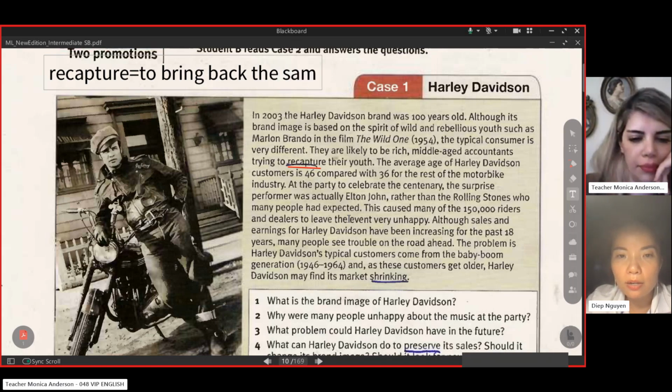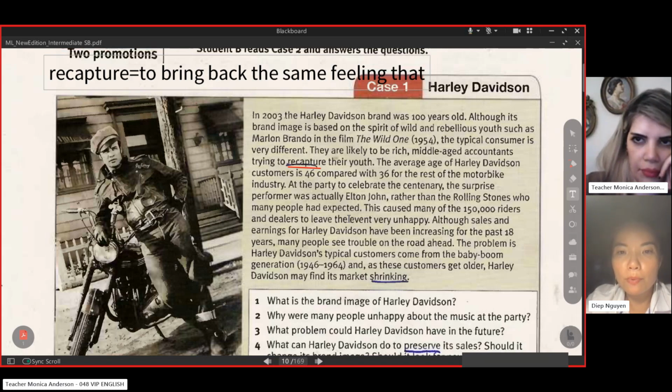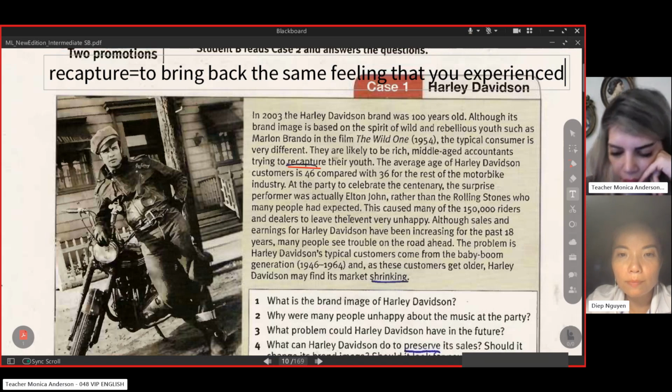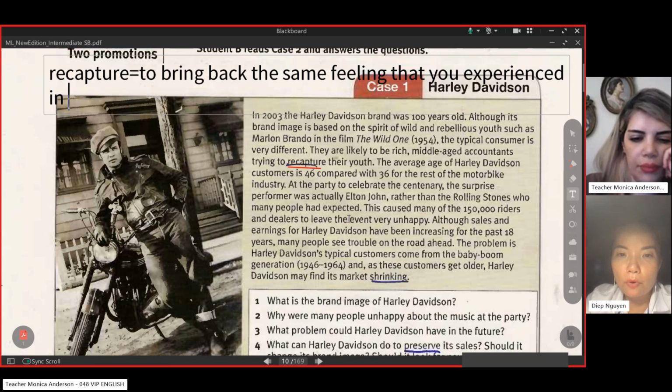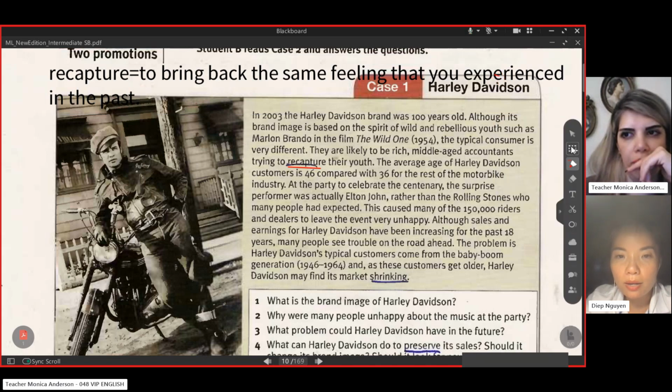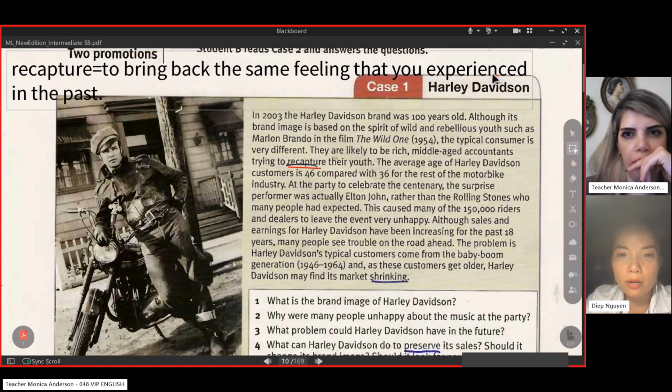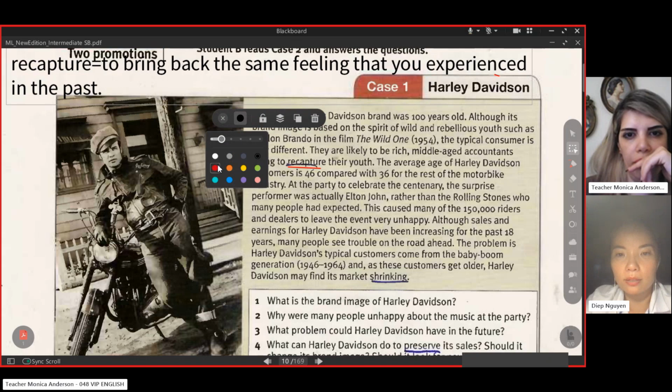Although sales and earnings for Harley-Davidson have been increasing for the past 18 years, many people see trouble on the road ahead. The problem is Harley-Davidson's typical customers come from the baby boom generation, from 1946 to 1964, and as the customers get older, Harley-Davidson may find its market shrinking.